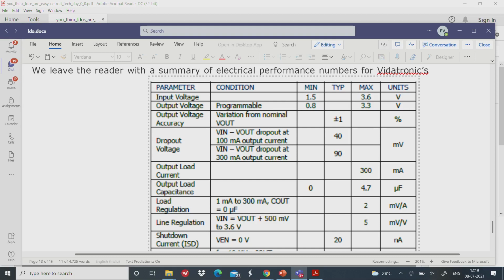Output load capacitance 4.7 microfarads. Load regulation units, see carefully, it is millivolts per amp. Unit is millivolts per amp, 2 millivolts per amp, just changes by 2 millivolts per amp. Remember, load regulation is different from the transient response.